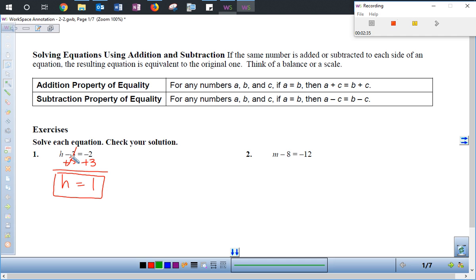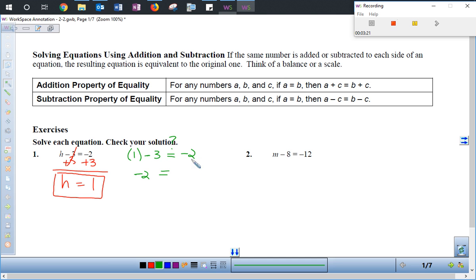So instead of h minus 3, I want to substitute that 1 in for h. So I'm going to have 1 minus 3, and then I have an equal sign and a negative 2. So what we're really saying is we want to make sure that this side will equal this side. So does 1 minus 3 equal negative 2? So let's simplify this left side. 1 minus 3, if you need your calculator, again, you can use that, but you don't have to. 1 minus 3 will give me negative 2.